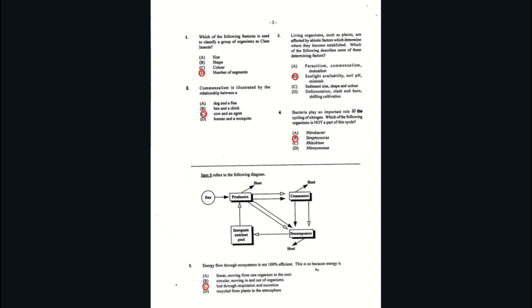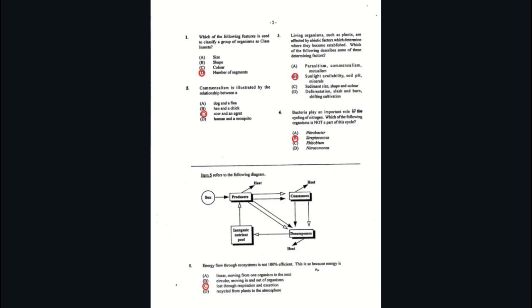So that's commensalism. And then we're going on to number three, and it says living organisms such as plants are affected by abiotic factors which determine where they become established. Which of the following describes some of these determining factors, right? You have A, parasitism, commensalism, mutualism. B, sunlight availability, soil pH, minerals. C, sediment size, shape, and color. And D, deforestation, slash and burn, and shifting cultivation. So this question is asking about abiotic factors.